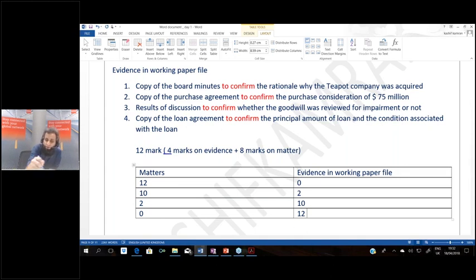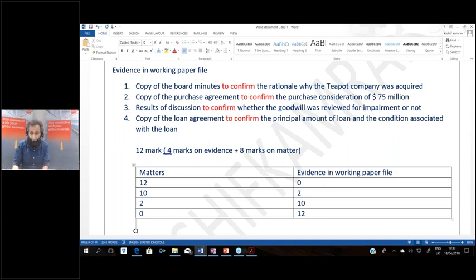See, if I write 12 matters and 0 evidences, I'm still taking 12 marks. Simple mathematics, right? I write 10 matters and 2 evidences, I'm still taking 12 marks. I write 2 matters and 10 evidences, I'm still taking 12 marks. You have to make your 12 marks the way you want to make it. Even if I write 0 matters and 12 evidences, I am still getting 12 marks, because the examiner is very clear on that. See what the examiner answered.